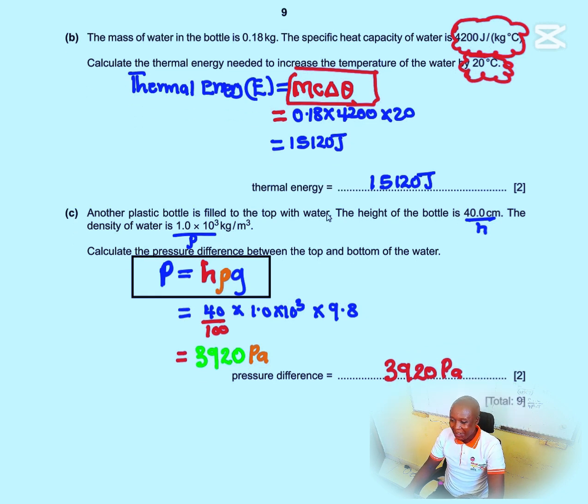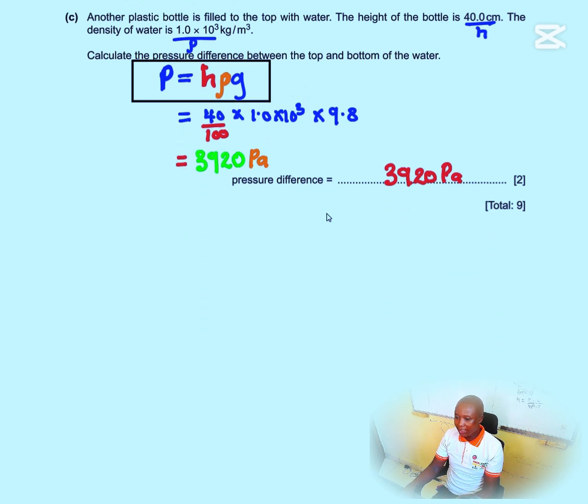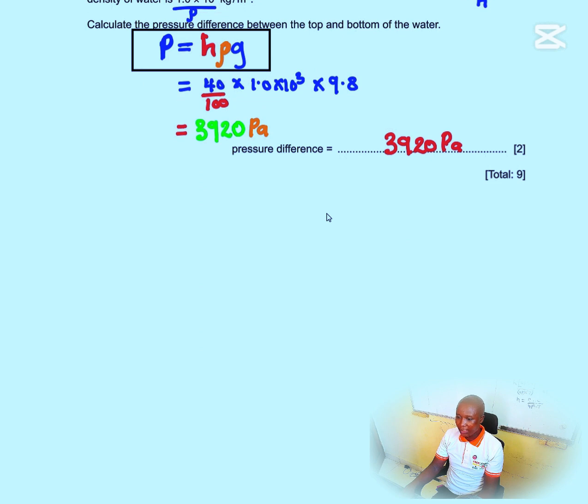So we say it's 40 over 100 to convert the centimeters to meters, times the density, which is 1.0 times 10 to the power 3, times 9.8, which is gravity. The gravity is provided on the first page of your paper. If you work it out, you get 3920 pascals, the unit of pressure.